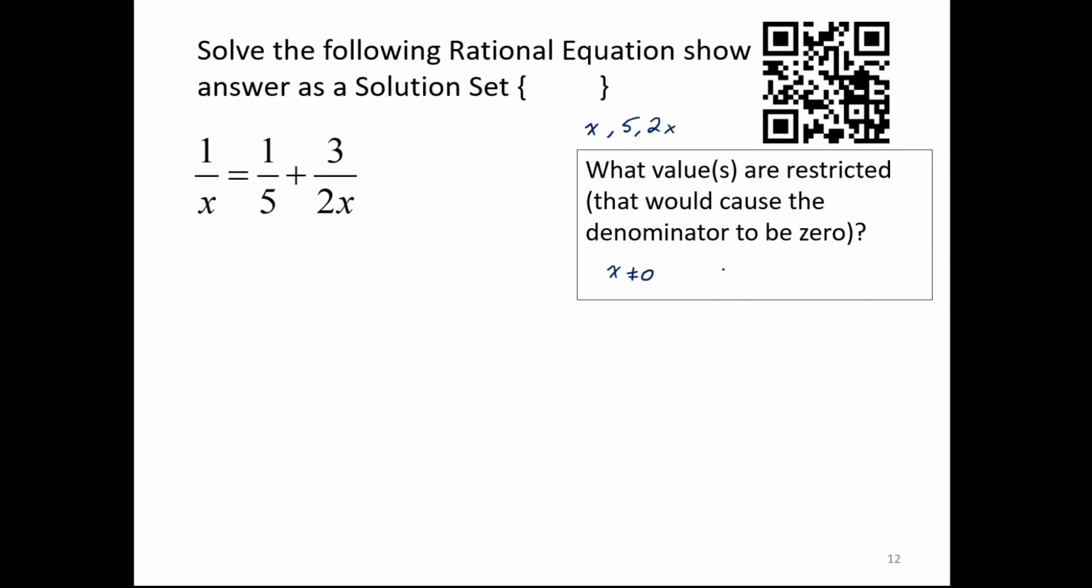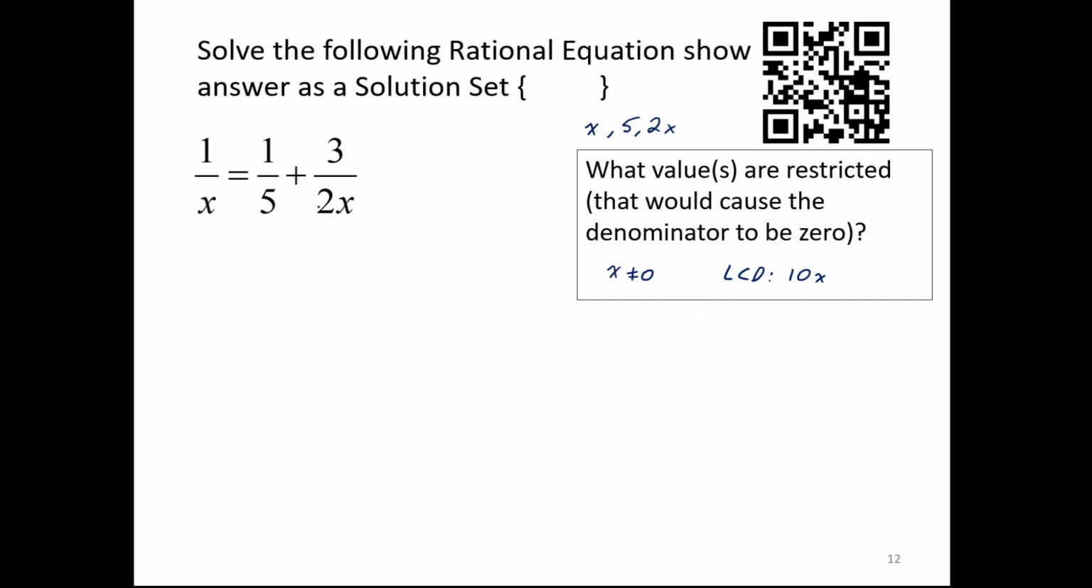Connected to this, we need to determine the least common denominator, the LCD, and that's going to be the smallest multiple of those three denominators, x, 5, and 2x. The least common denominator here is going to be 10x, because that would be a multiple of x, a multiple of 5, and also a multiple of 2x.